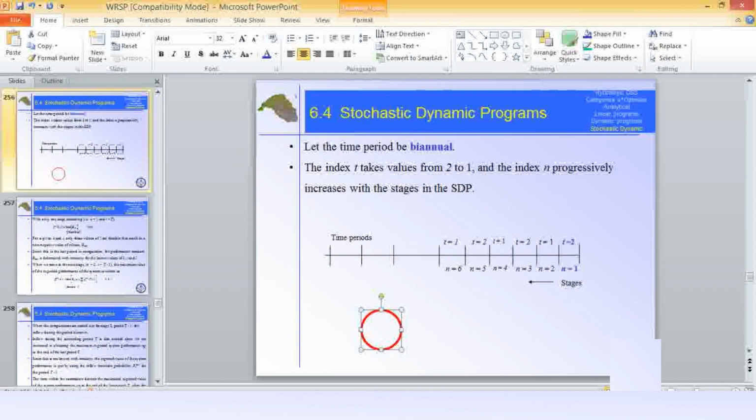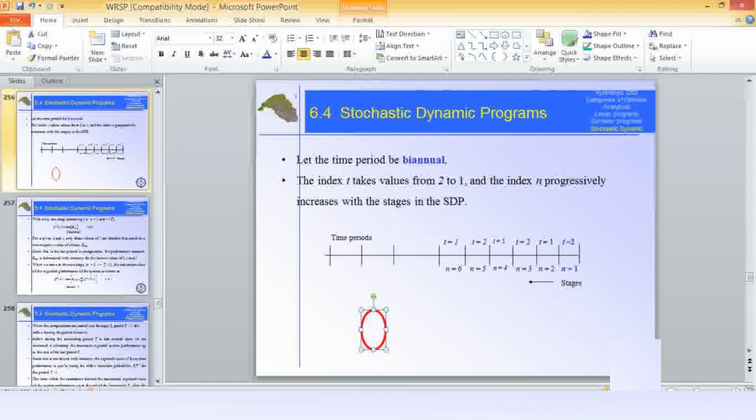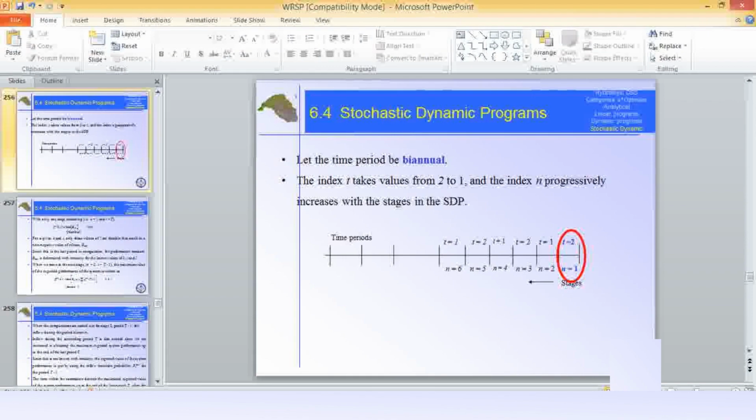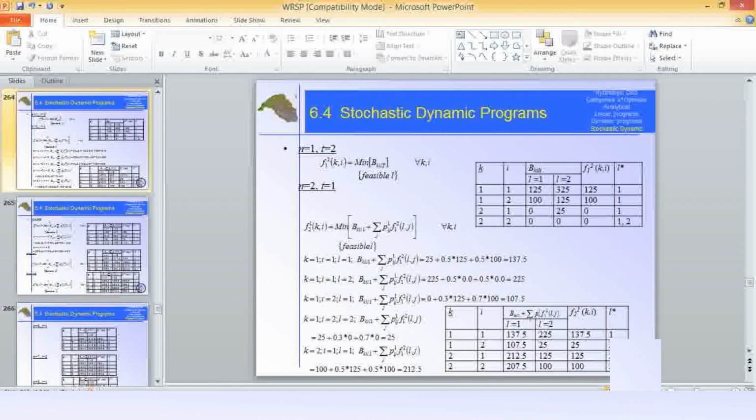So we talk about this part, t is equal to 2 and n is equal to 1. So first for this part, t is equal to 2 and n is equal to 1. There is no successive stage there. So obviously the formula is going to be minimizing B killed only. Mind you, here the system performance, we want to minimize, not maximize, because that's the deficiency between target storage and target release. So for t is equal to 2 and n is equal to 1, we're going to compute.